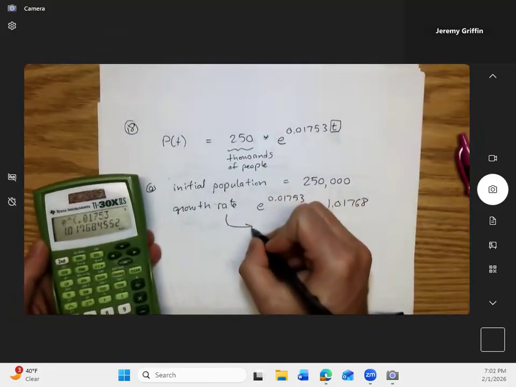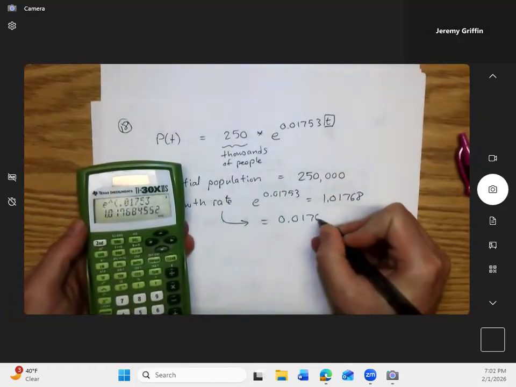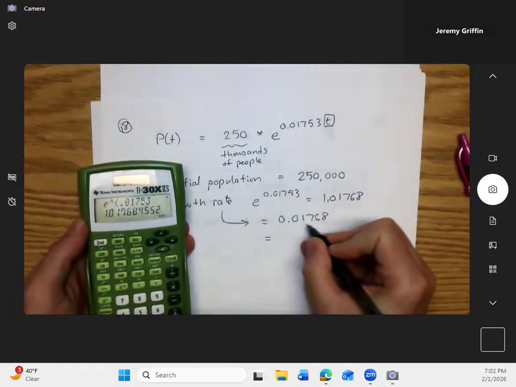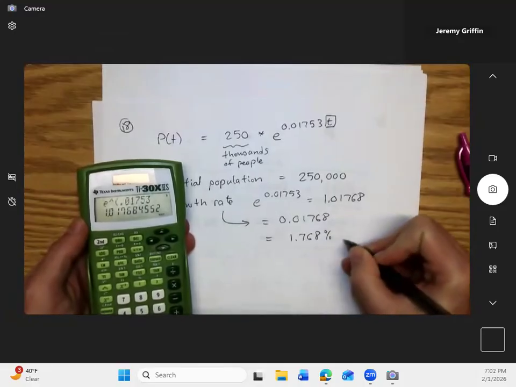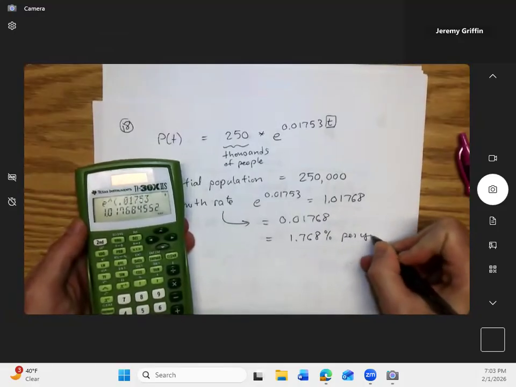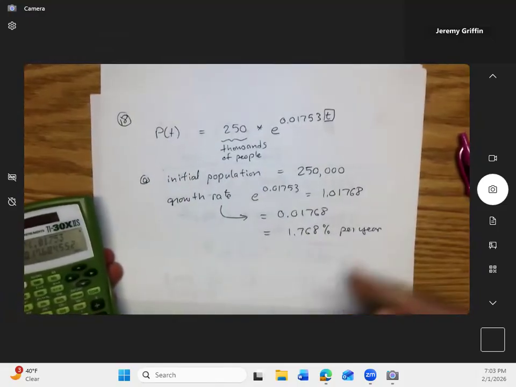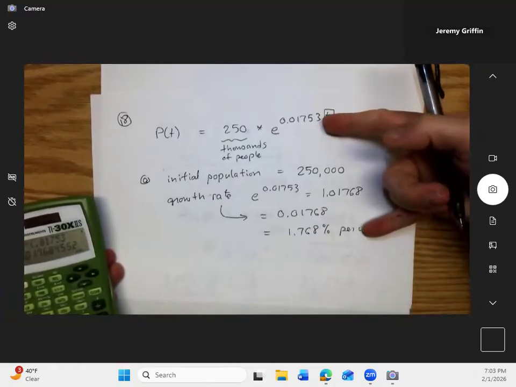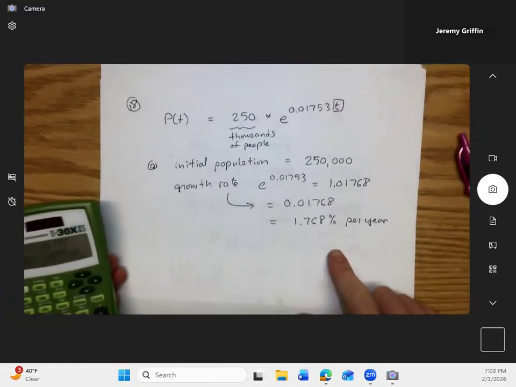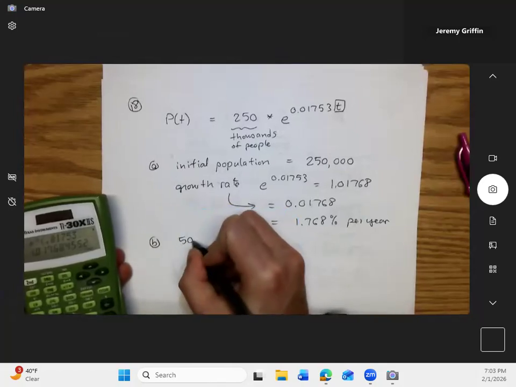Okay. So the growth rate is equal to 0.01768, or roll the decimal a couple places, 1.768% per year. Okay. So this population is growing at 1.7 something percent every year. That's what's embedded in this superscript k value. In part B, we're looking for a population of 500,000.